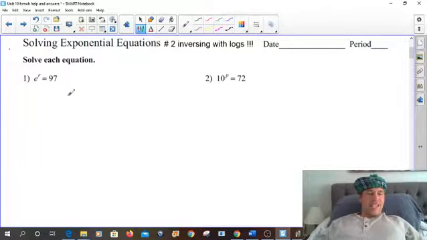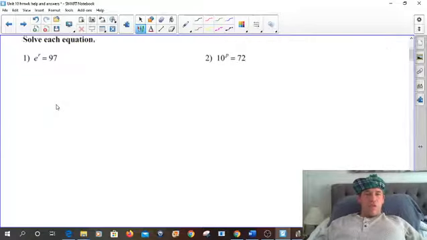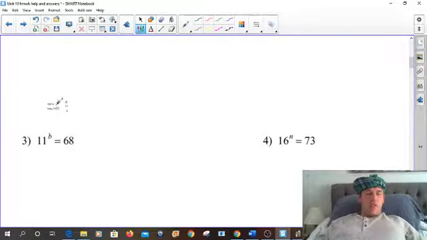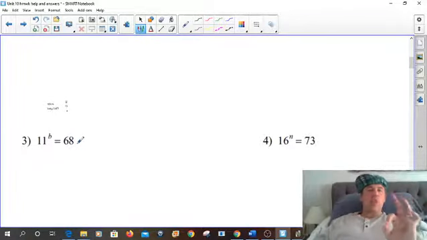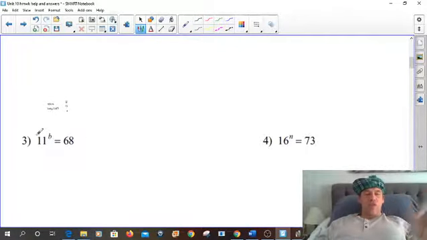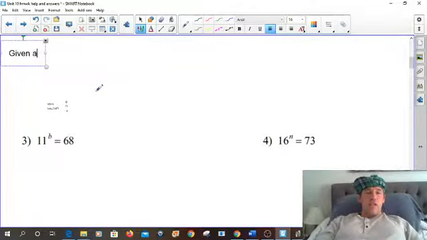Okay, so first of all, let's actually go to 3, then we'll go back to 1, just to give you some basics. So basically, 11 to the what power is going to equal 68. Well, these are really easy using the inverse, right? This is an exponential.